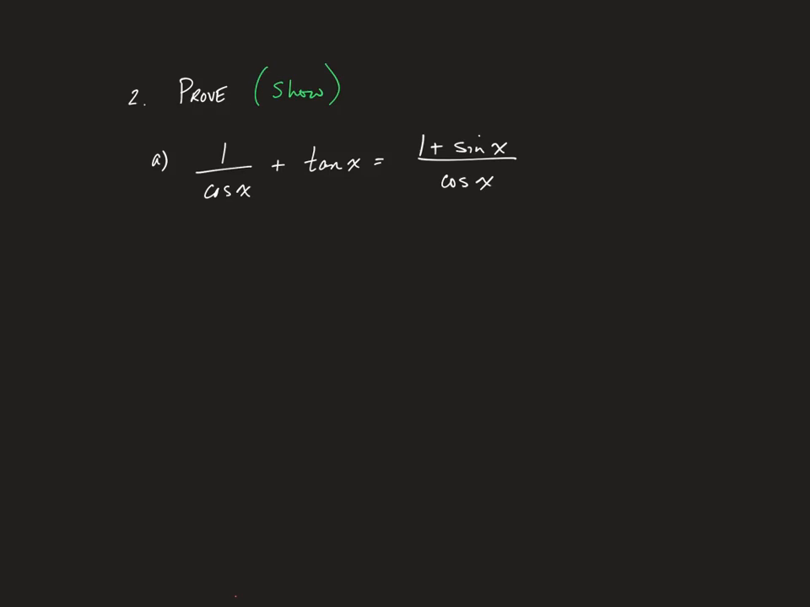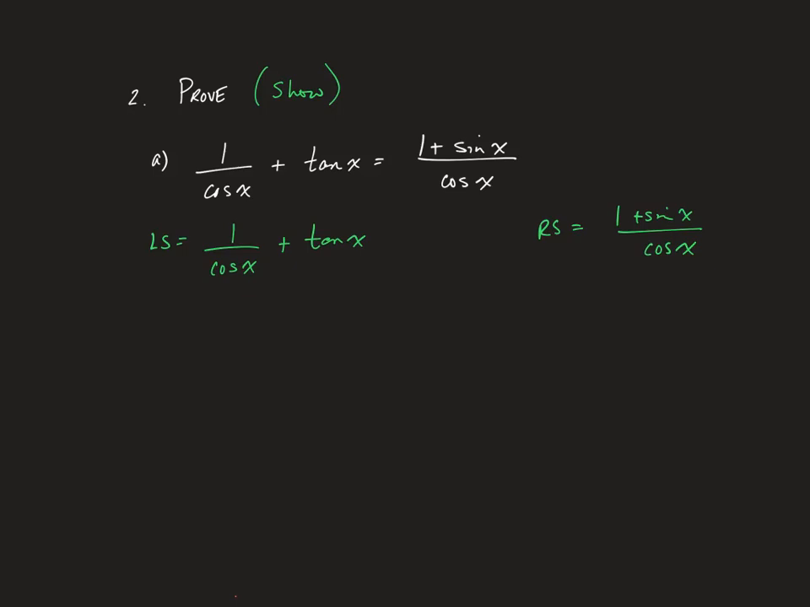So, the first thing for us to do to be able to prove anything is to break it apart. And so, I need to try to show that 1 over cos x plus tan x is the exact same thing as 1 plus sine x over cos x.